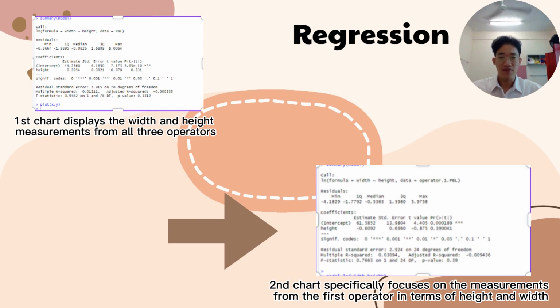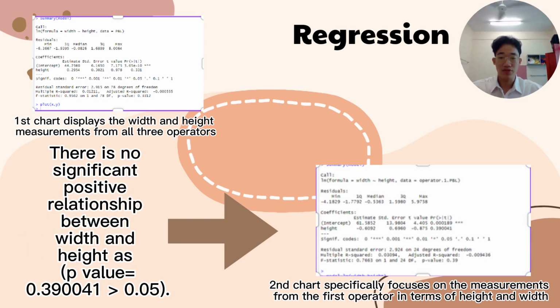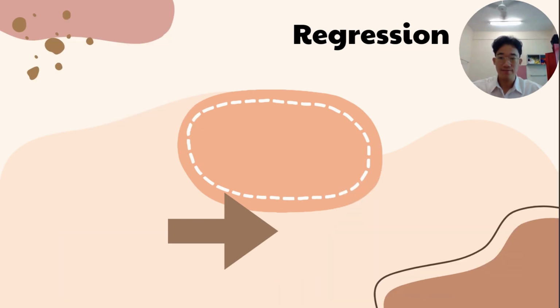Based on the provided data for operator 1, with the height versus width measurements, the p-value, which in this case is 0.390041, is a crucial factor to consider as it shows the goodness of fit of the model to the data. From this, we can conclude that there is no significant positive relationship between width and height, as our p-value is equal to 0.390041, which is larger than 0.05.